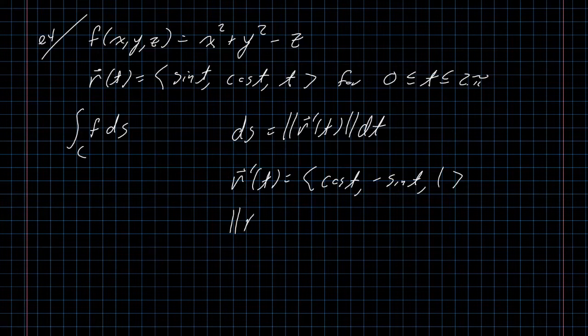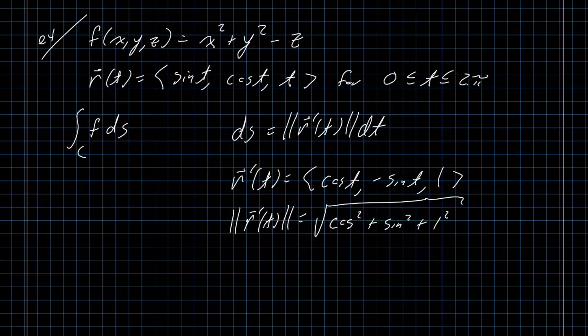So the magnitude here is going to be, well, cosine squared plus sine squared plus 1 squared. Cosine squared plus sine squared is 1. 1 plus 1 is 2. So the magnitude here is square root of 2. Then from there, it's just a matter of plugging in. t goes from 0 to 2 pi.